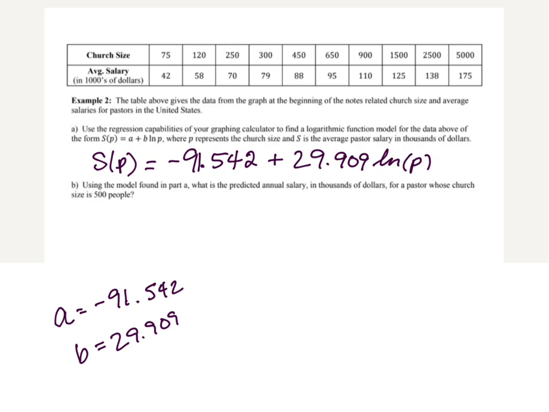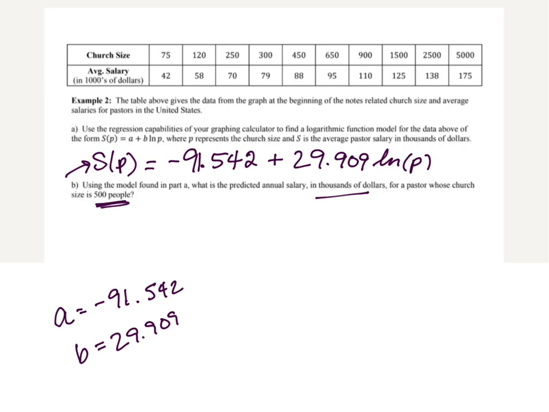And R squared and all that. That's all. Focus. Letter B, it says, using the model found in part A, what is the predicted annual salary? It says using this model, not some estimated version of this model, but this model. That's why we had to put it in F1. Okay, using this model, what is the predicted annual salary in thousands of dollars for a pastor whose church is 500 people?